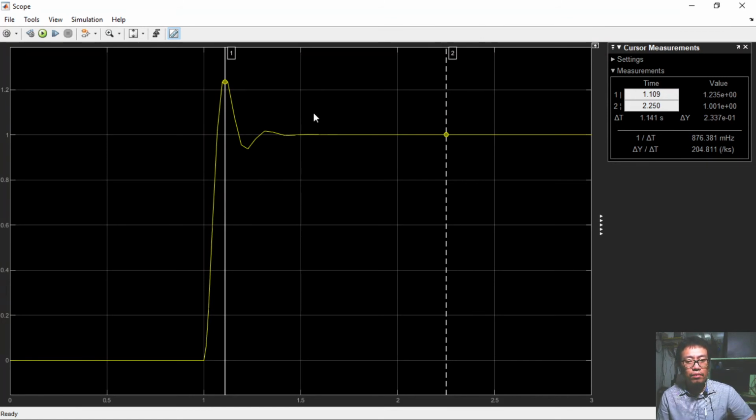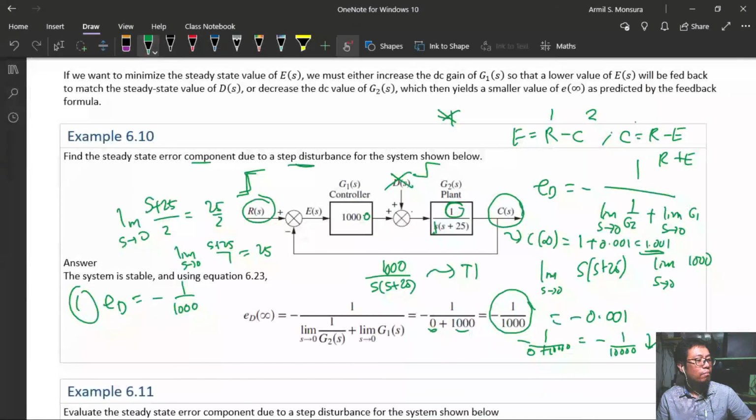So, this cursor 2 measures the value of your y. It measures the value of y at that particular point, which is 1.001. Okay? So again, we predicted from this that the final value of your output will be 1.001. This is the value we predicted.